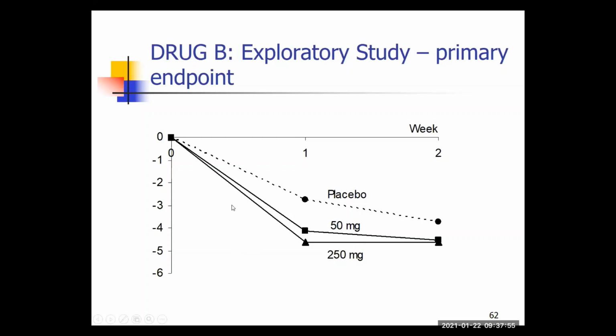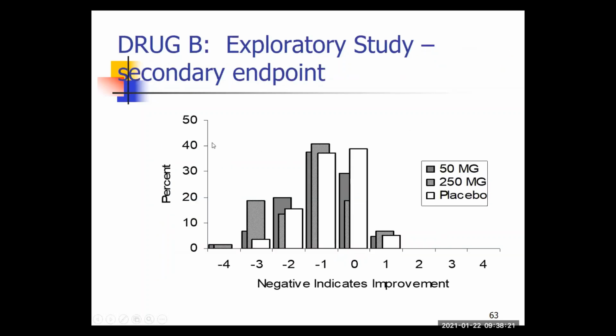So the previous statistician designed a placebo, 50, 250 dose study. And it's a 2-week study. And again, lower means better efficacy. So you look at placebo after 2 weeks and the 50 milligram and 250 milligram. Looks like we have a drug. And I'm supposed to design the next study. This is a secondary endpoint from that same study.